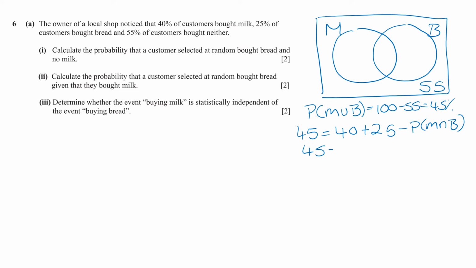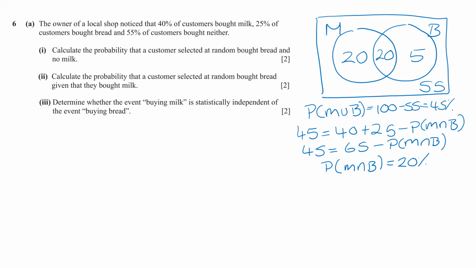So 45 equals 65 minus the probability of milk and bread, and that gives us that the probability of milk and bread is 20%. So I can fill that in. Once I have the 20 in, 40 bought milk in total and 25 bought bread in total. So let's go back to the questions.